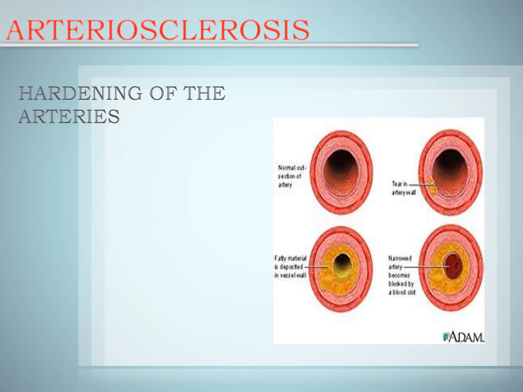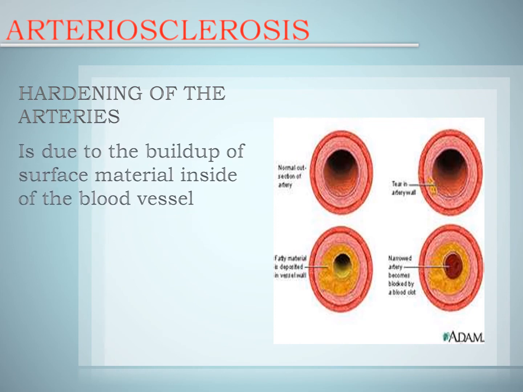Okay? What we're going to talk about can happen in a vein, but since veins are more flexible, it doesn't cause as big of a problem. So usually when we talk about arterial sclerosis, we are just focusing on arteries. And what happens is we begin to get a buildup of surface material. And that's what you're seeing here in these diagrams. In the top left-hand corner, this is what your artery, all of your blood vessels should look like. They should be nice and smooth on the inside.